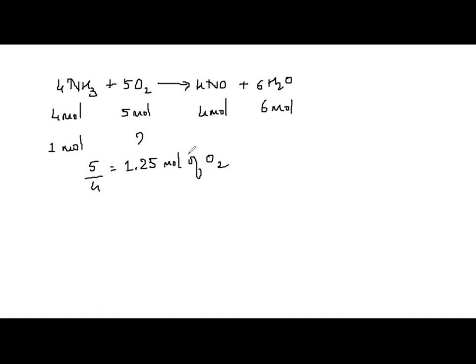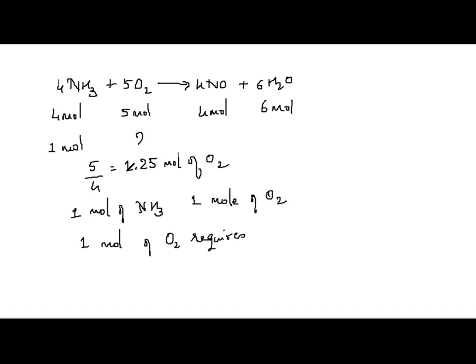But the question says 1 mole of ammonia and 1 mole of oxygen. That means oxygen is the limiting reagent, correct? So 1.25 moles of oxygen are required, but here they have said only 1 mole. Yes, so 1 mole of oxygen requires how many moles of ammonia? Let us check that also. 1 mole of oxygen requires the reciprocal, 4 by 5 moles of ammonia.